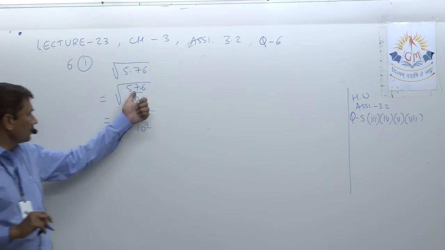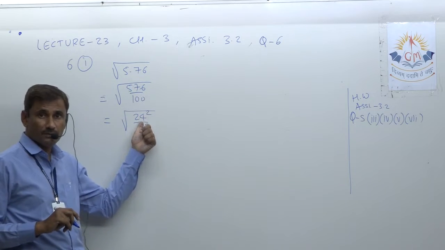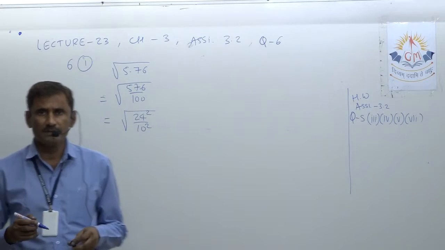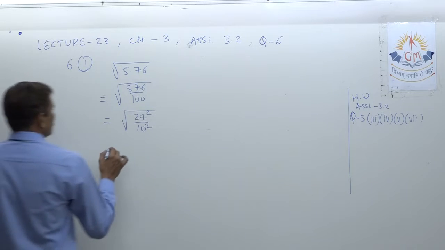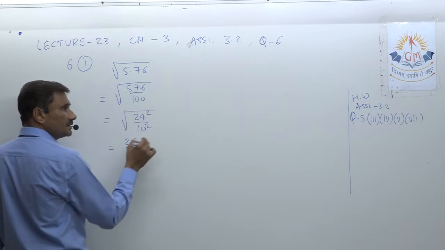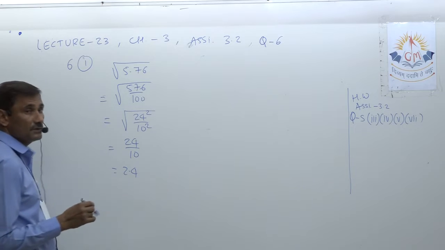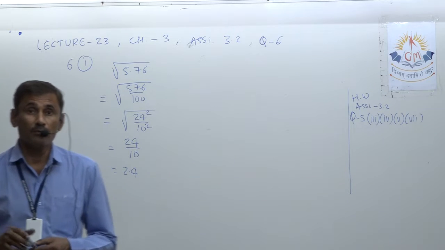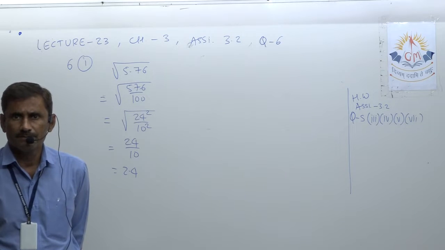If you don't know this 24 square, meaning the square root of this one is 24, then you can prime factorize here, but in rough only. So it will be 24 by 10 because the square goes with the square root. So it is 2.4. Then at last give your answer in decimal form, because the question is given in decimal form.